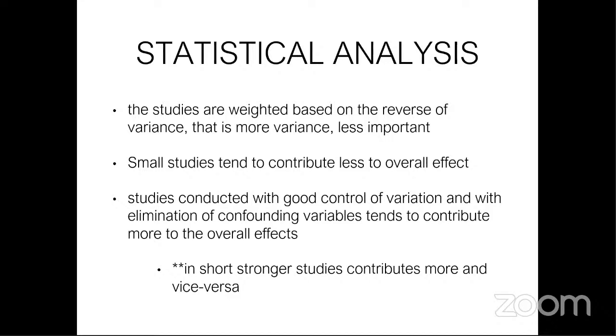The studies are weighed based on the inverse of variance. The more the variance, the less important. Small studies tend to contribute less to the overall effect. Studies conducted with good control of variation and elimination of confounding variables tend to contribute more to the overall effects. In short, stronger studies contribute more and vice versa.